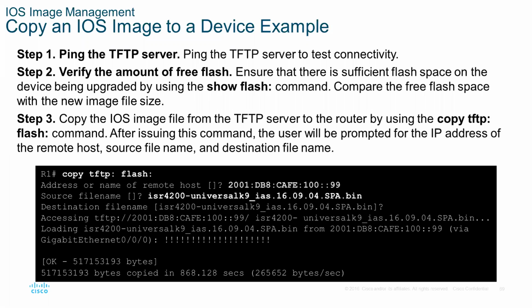How do we restore it? It's very hard. Copy TFTP to flash. It will then ask us where the TFTP server is, what the file name is that we want to copy, and whether we want to change the file name when we copy it to the device. And then it starts copying over the file. And you'll get a series of exclamation marks appear as the copy progresses along.